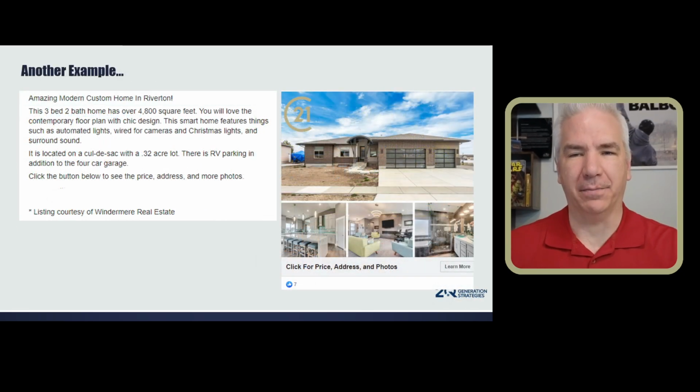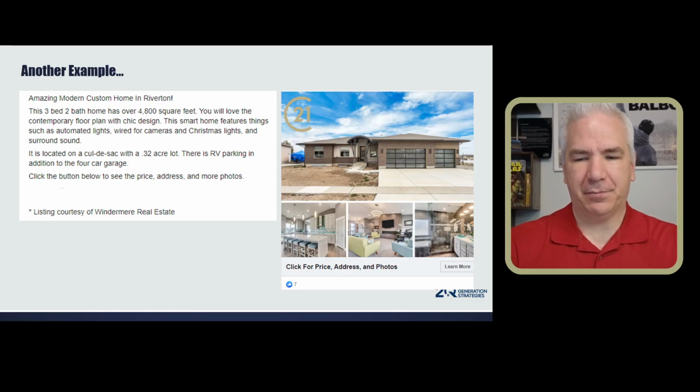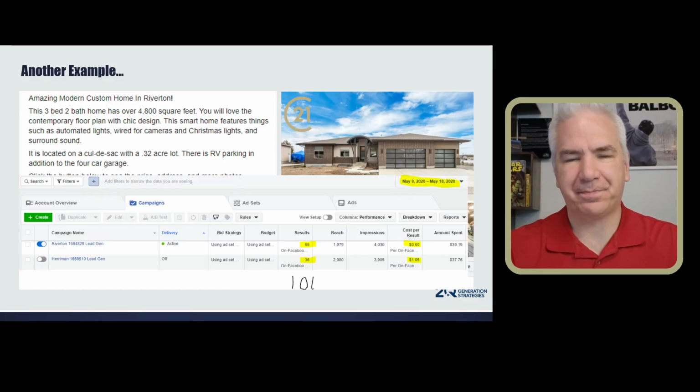Okay. Now, this is another example of the same style of ad. Okay. Where we're marketing a listing with the intent of getting potential buyers.